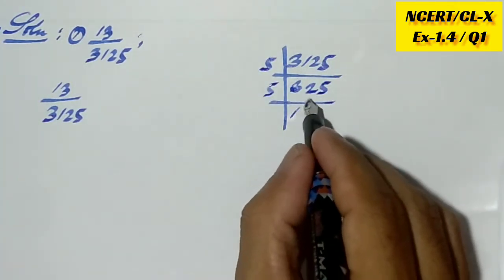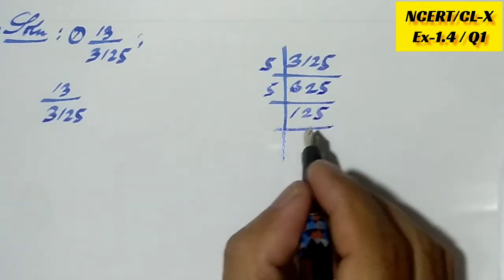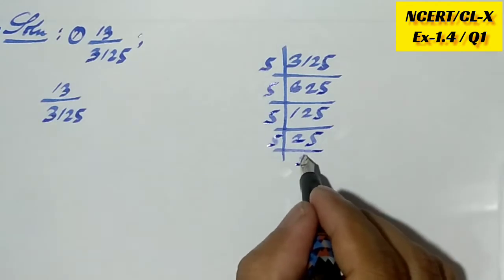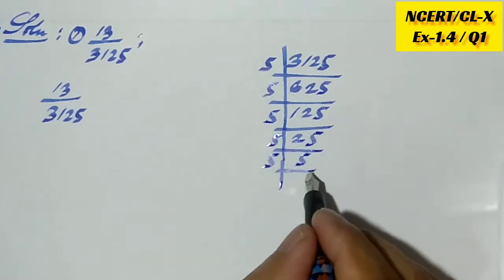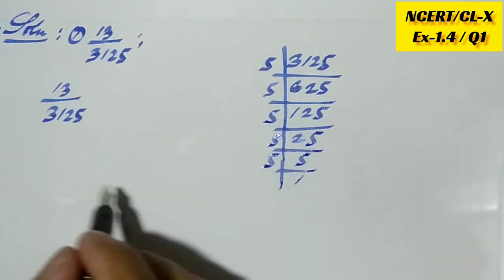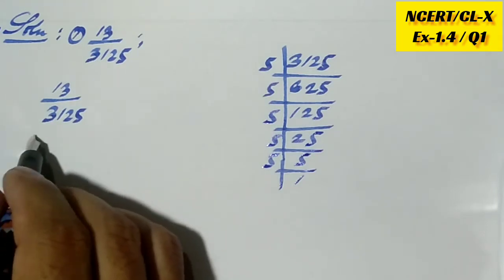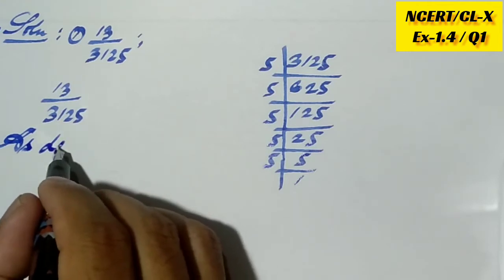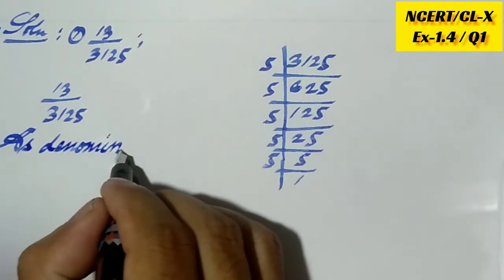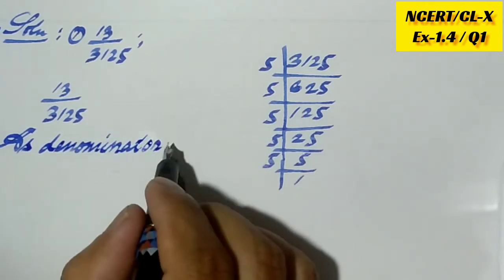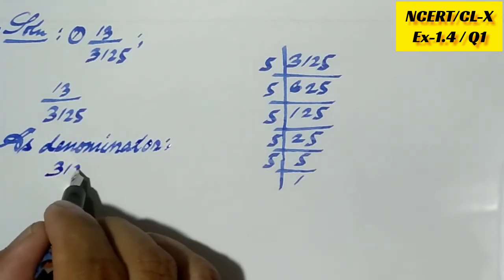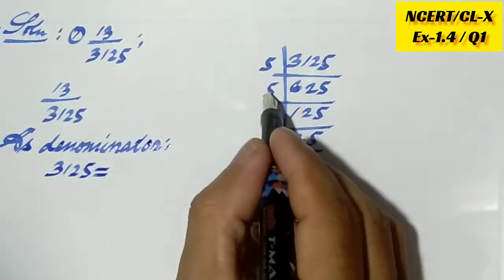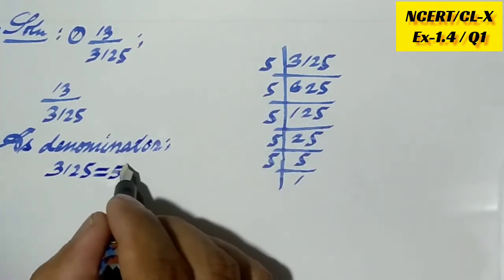Now let us go by 5. 5 125 is 625, and let us go by 5. 5 25 is 125. Again let us go by 5. That is 5 5s are 25. Let us go by 5. 5 1 is 5. So now as the denominator, 3125 is equal to how many 5s? Let us count the number here: 1, 2, 3, 4, 5. That means 5 to the power 5.